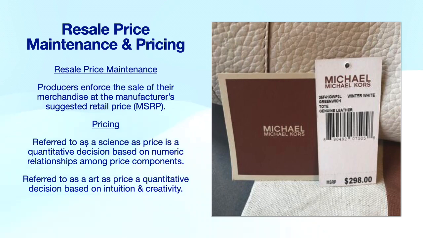So pricing has been referred to as a science and an art. It's referred to as a science in the sense that price is a quantitative decision based on numeric relationships among price components. It's referred to as an art in the sense that price is a qualitative decision based on intuition and creativity. So essentially, buyers really need to work within pricing being a science and an art.